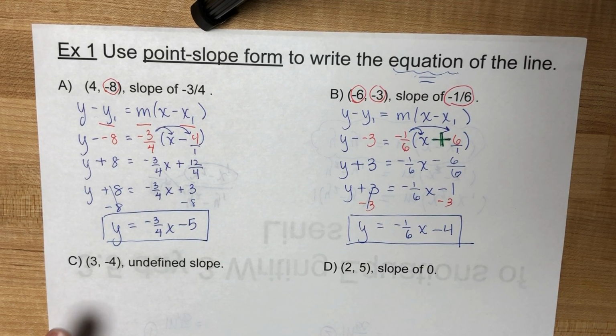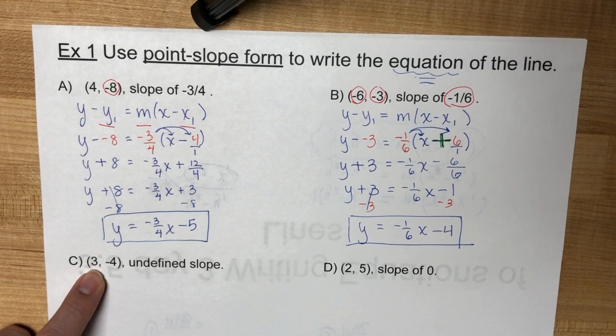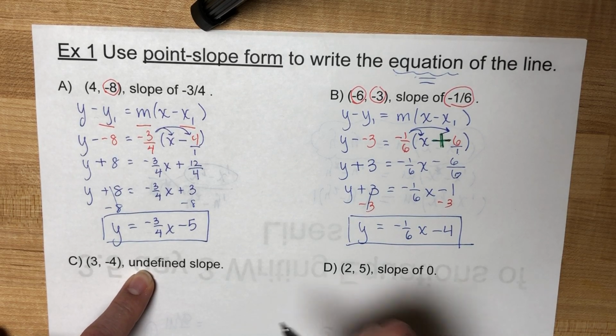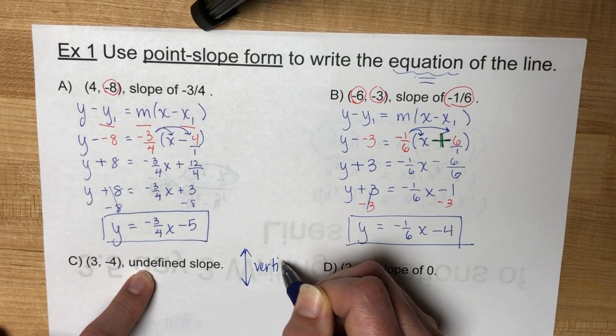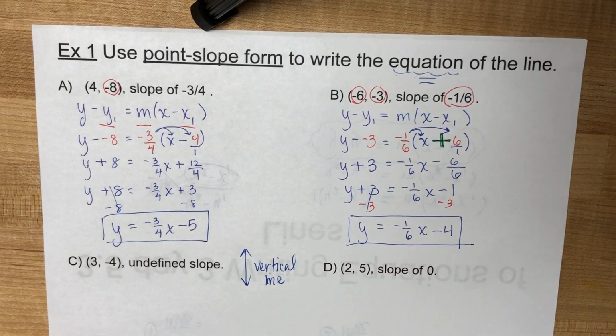Okay. C and D are special cases. So we have the point 3, -4, and we want the equation of a line with an undefined slope. Well, what's an undefined slope? That's right. It's a vertical line. And so we want the equation of a vertical line here.